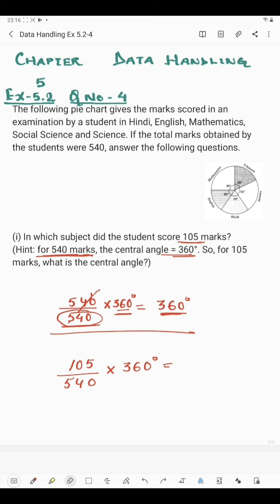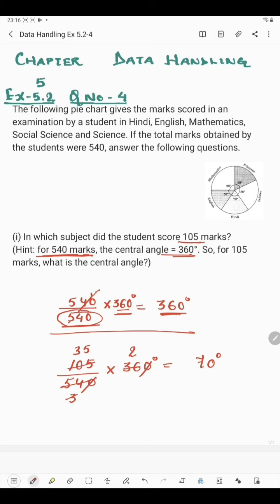So we'll cancel the zeros at first. 18 3s are 54, 18 2s are 36, 3 3s are 9, 3 5s are 15. So it's 5 2s, if you multiply 35 by 2 we will get 5 2s are 10, 0 and 1 carry, 3 2s are 6, 6 plus 1 is 7. It's 70 degree. Now we'll see the pie chart.